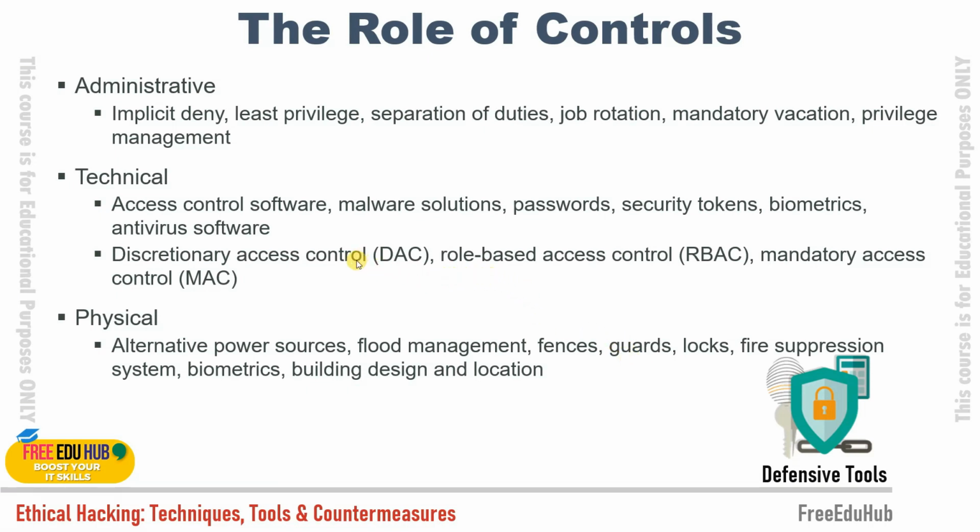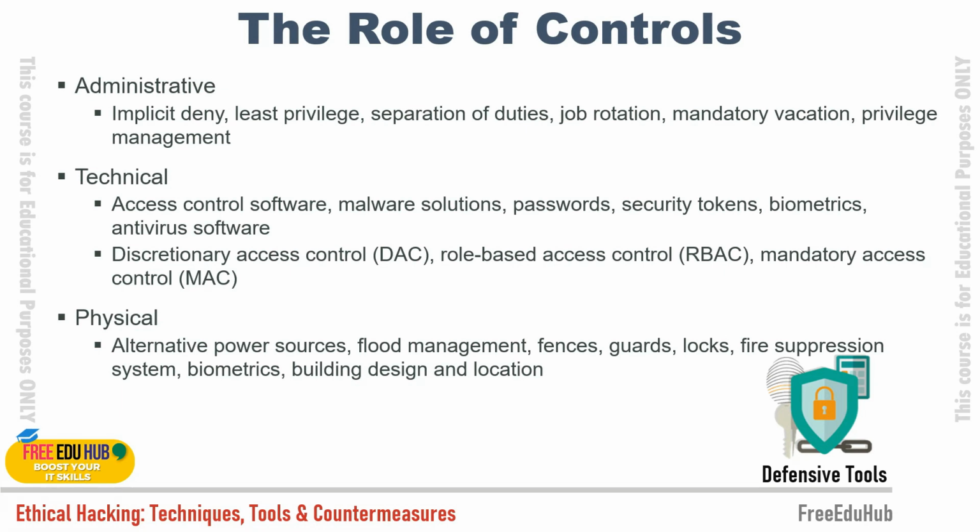Then we have physical controls. In physical controls, we have alternative power sources. It means that we have uninterrupted power supplies and backup generators, etc. Flood management, if you have any mechanisms in order to foresee or control those kinds of things, detecting, and another mechanism designed to quickly evacuate the water from the area. Then we have fences, which are structures designed to prevent access to sensitive facilities, either as a simple deterrent or an imposing physical barrier.